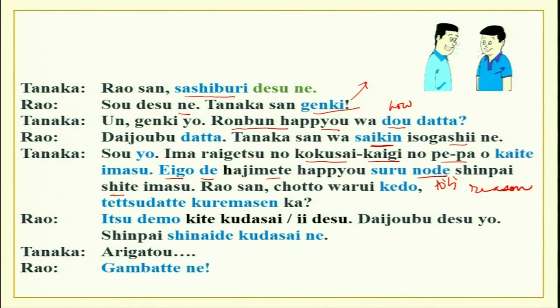And then he says to Rao-san, Rao-san, chotto warui kedo, tetsudatte kuremasen ka? So, kuremasen you did last time, tetsudau is the verb. You have done it in te form, meaning help. So, please help me and I will receive the favor. This is an expression used very commonly by Japanese. Improper on my part, basically meaning that I'll be taking your time, but.